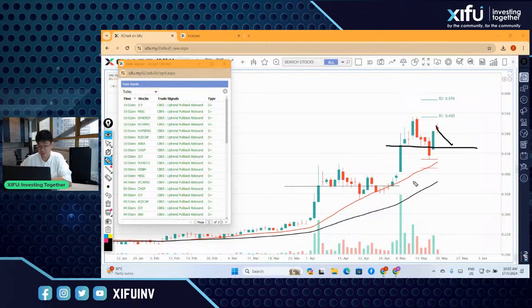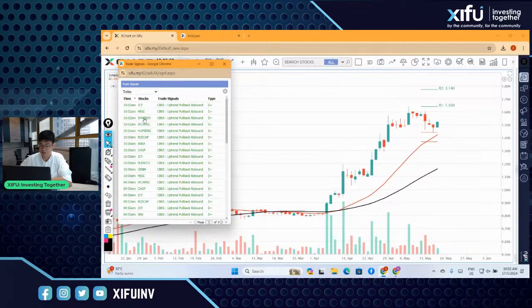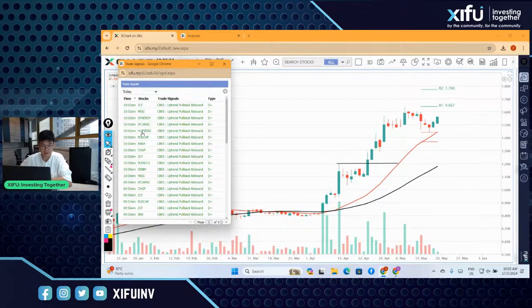Sometimes pullback completed doesn't mean that it will straight away move. Like this one also goes up. Here, this candle here pullback completed, but sometimes it still goes up like this. It happens. So okay, synergy also strong momentum.